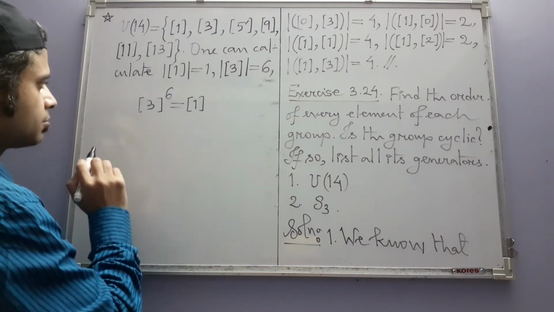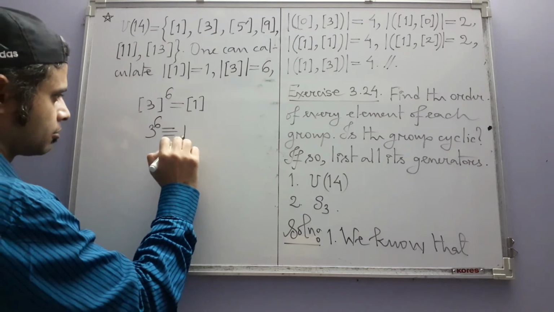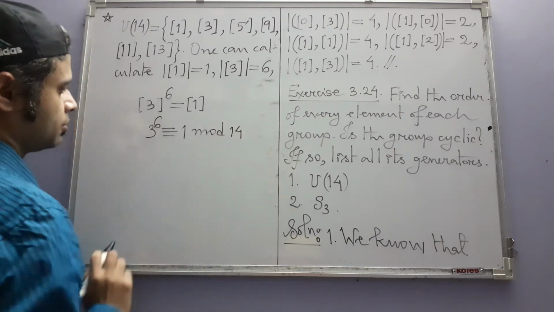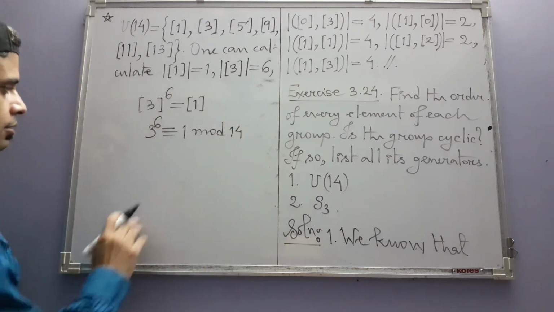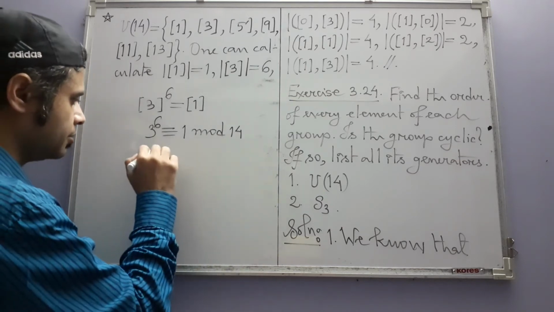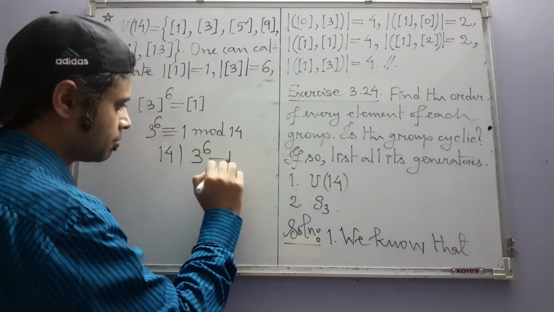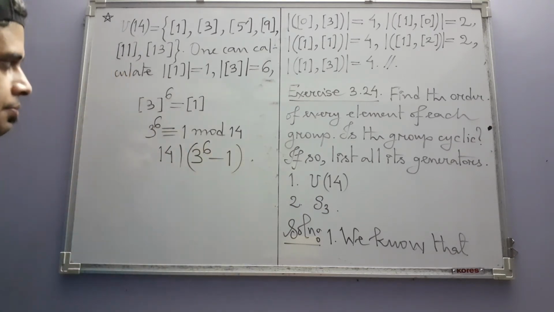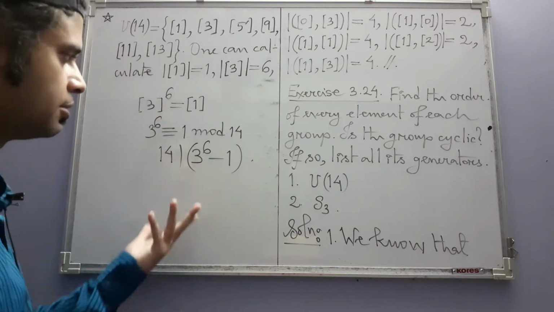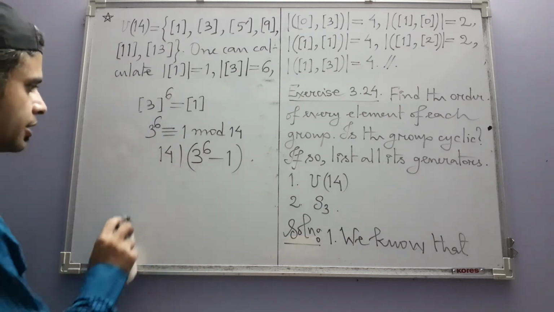Translating this in terms of congruence, we will get this: 3^6 is congruent to 1 modulo 14. And further translating this congruence to its actual meaning, it means that 14 divides 3 to the power 6 minus 1. Okay, and 6 is the smallest positive integer for which these things happen. Like that, the other orders can be calculated.